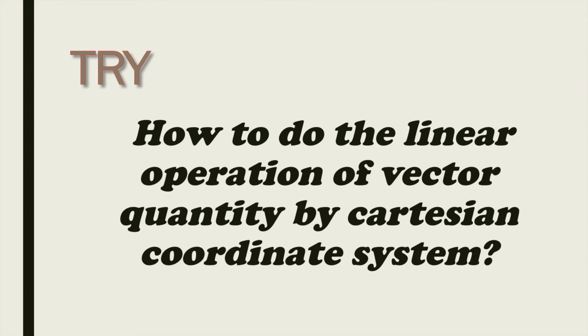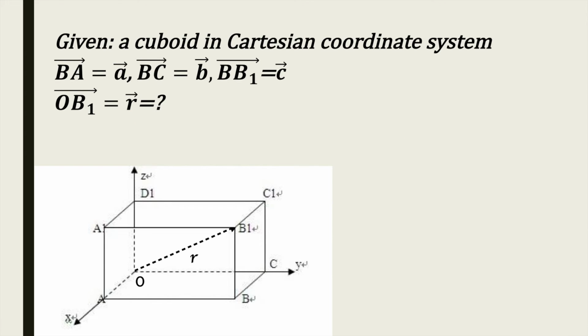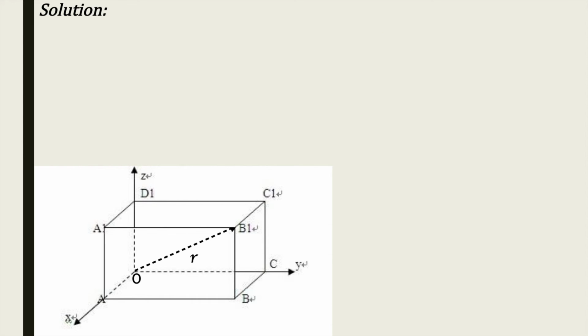So, how to do the linear operation of vector quantity by the Cartesian coordinate system? Here, given a cuboid in the Cartesian coordinate system, vector BA equals vector A, vector BC equals vector B, vector BB1 equals vector C. So, how can we solve the vector OB1, which is vector R? Now here is the solution.